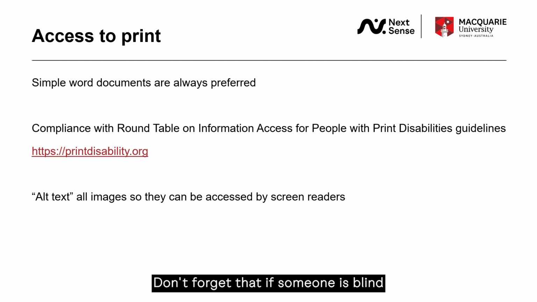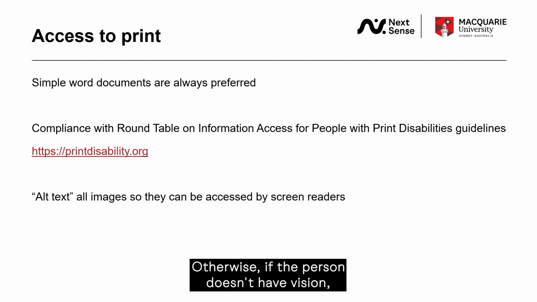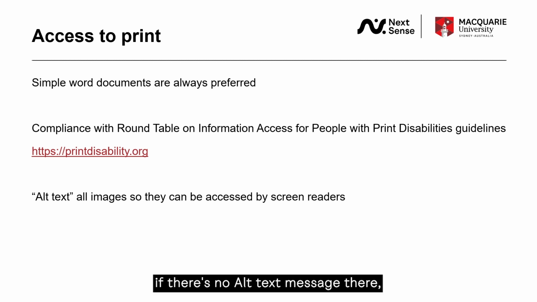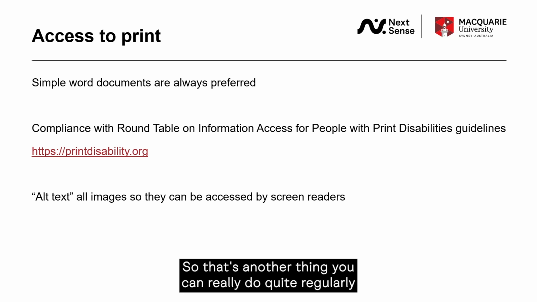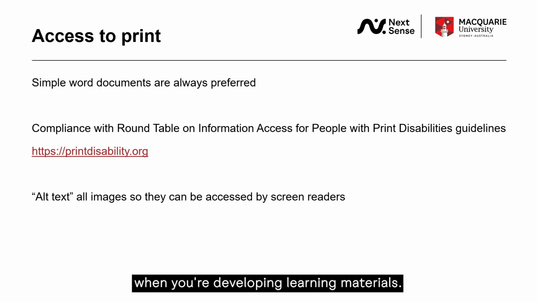Don't forget that if someone is blind and they're using a screen reader, we need to put a description or alt text on all our images. Otherwise, if the person doesn't have vision, if there's no alt text message there, they won't know what the image is. So that's another thing you can really do quite regularly when you're developing learning materials.